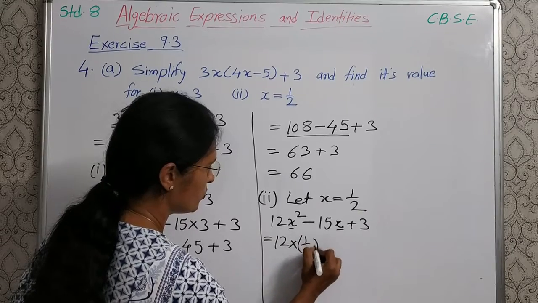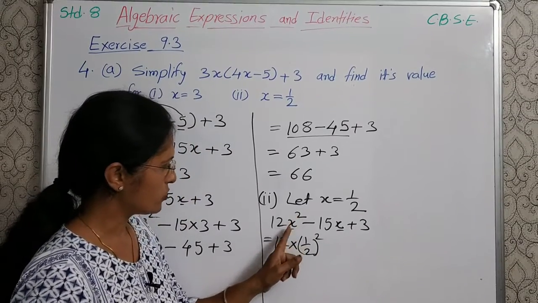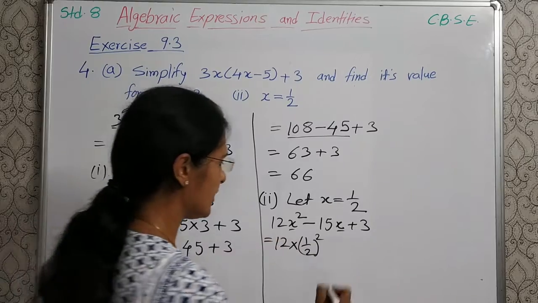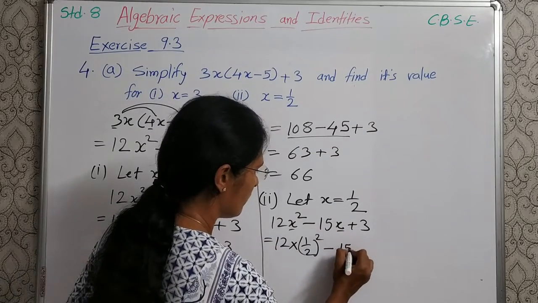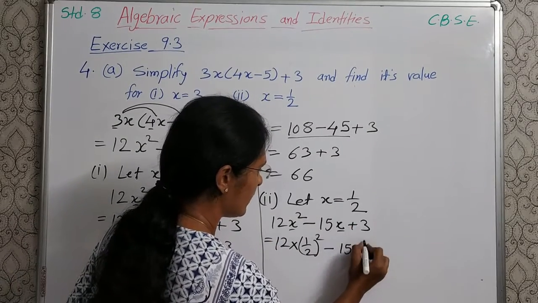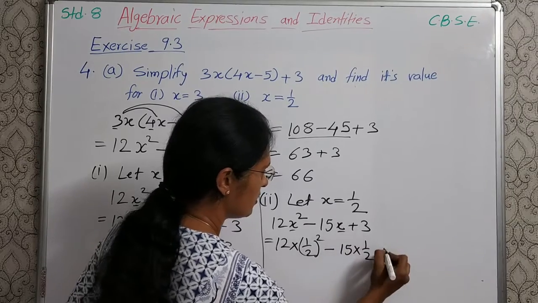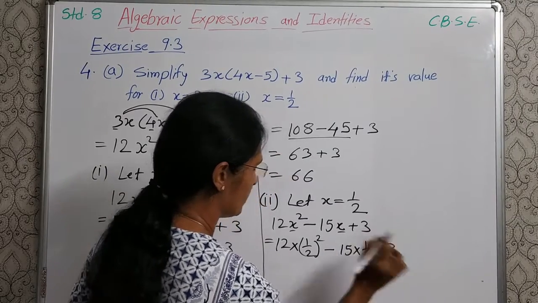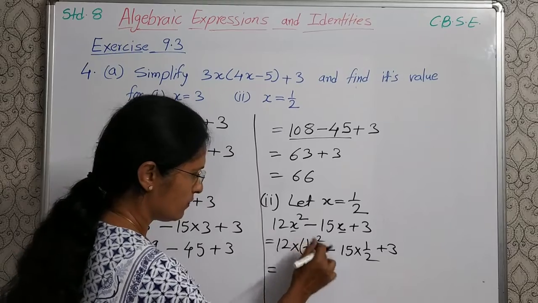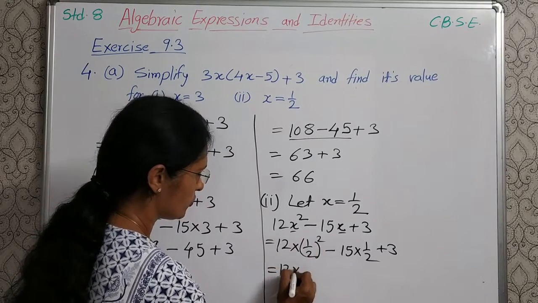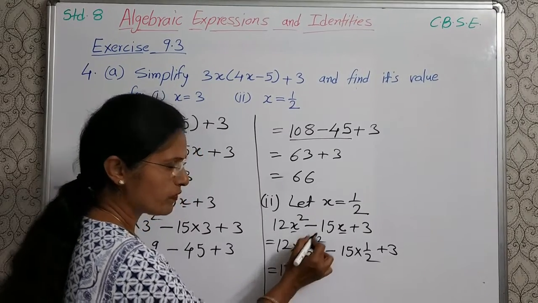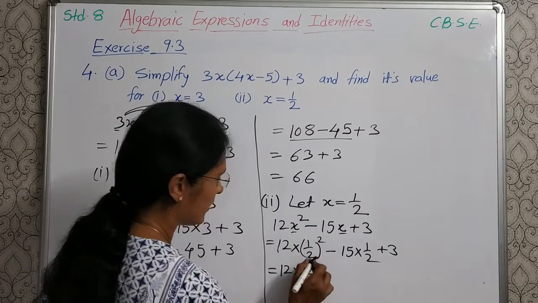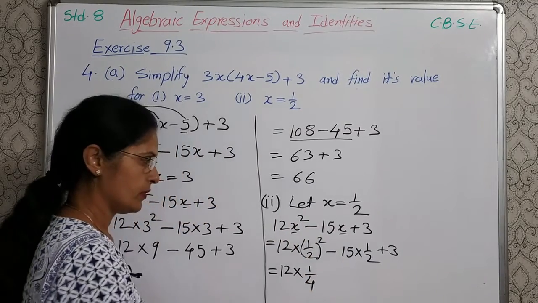So 1 by 2 square, x square. So for x 1 by 2 and again the square as it is. Minus 15 into x value 1 by 2. So substitute here and then this plus 3. Next find the square of this. So 12 into 1 by 2 square. So 1 square is 1 and 2 square is 4.